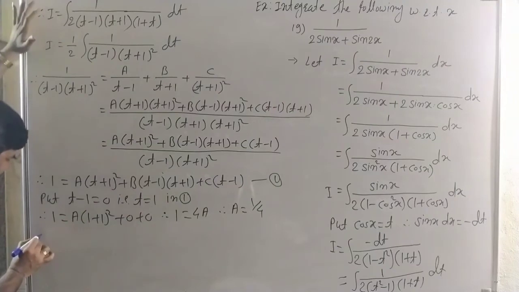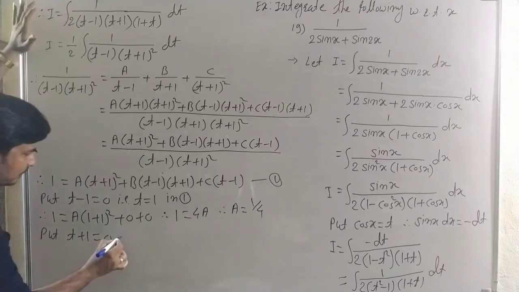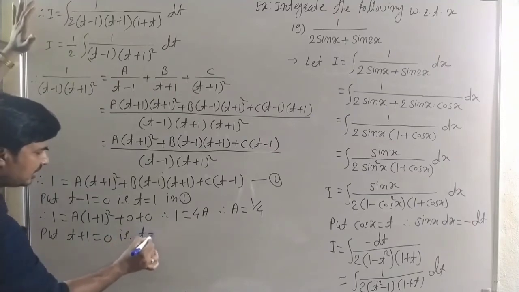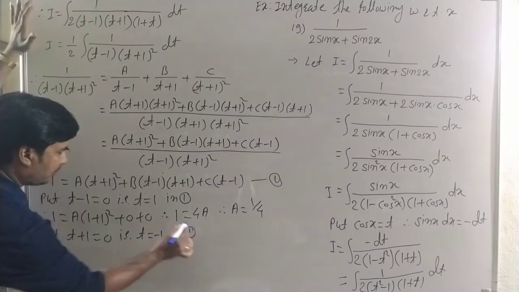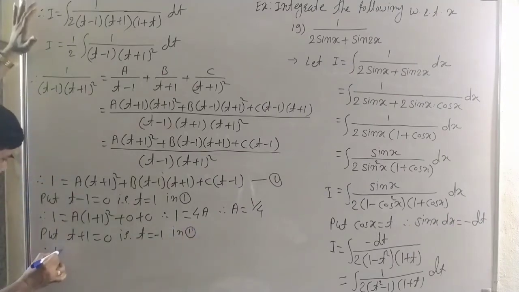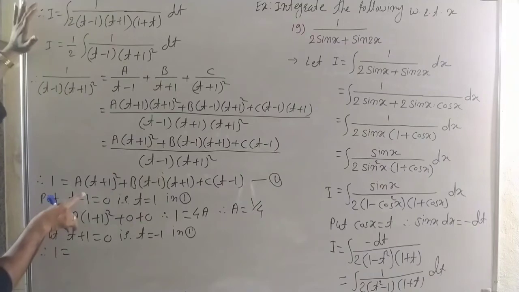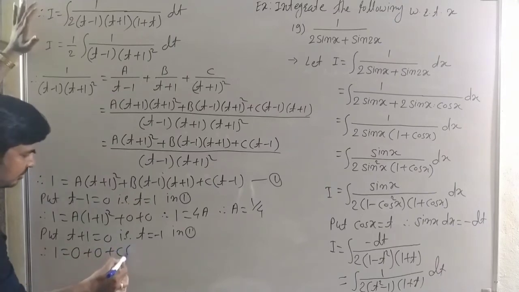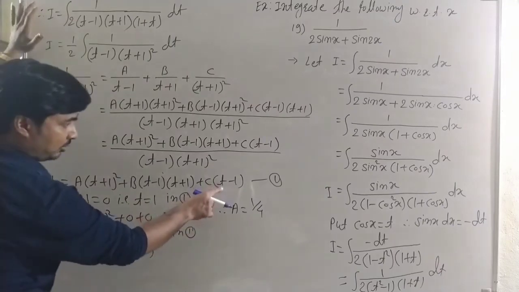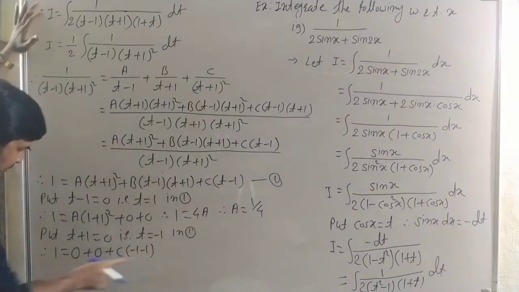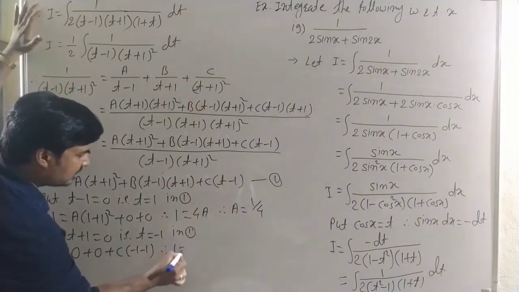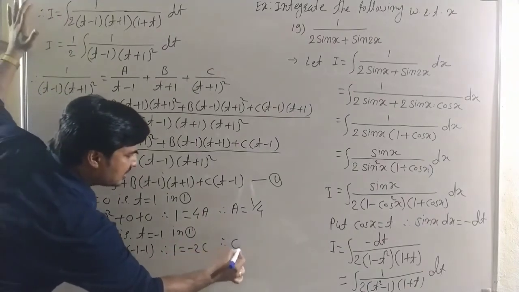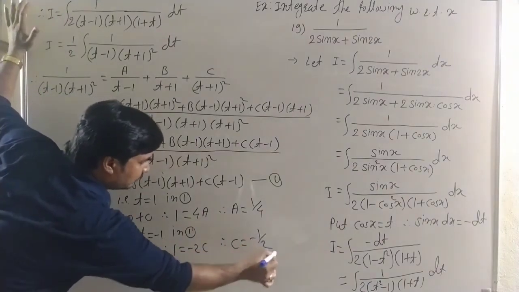Now put t plus 1 equal to 0, that is t is equal to minus 1, in equation number 1. Therefore, see carefully, 1 is equal to: we put t plus 1 equal to 0, so the term a is 0, the term b is 0, and plus c into, when we put t is equal to minus 1, it is minus 1 minus 1, therefore minus 2. So 1 is equal to minus 2c, and therefore c is equal to minus 1 by 2. It is the value of c.